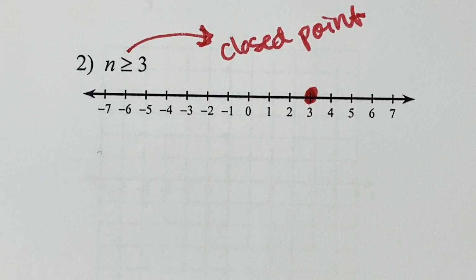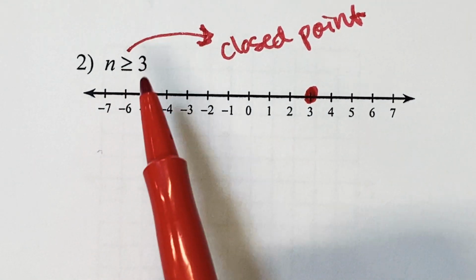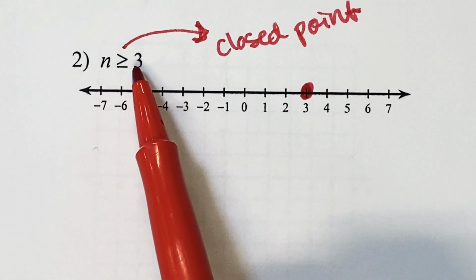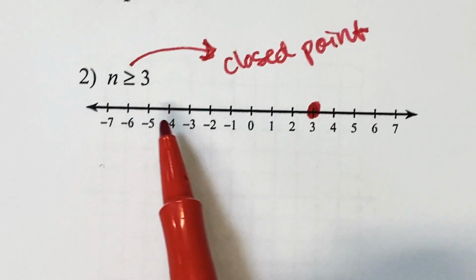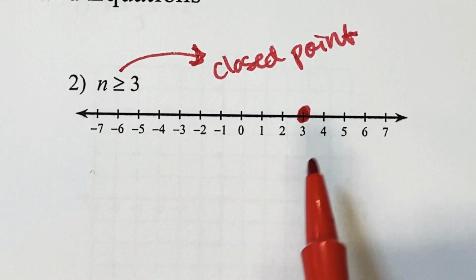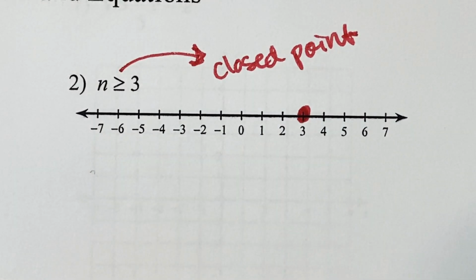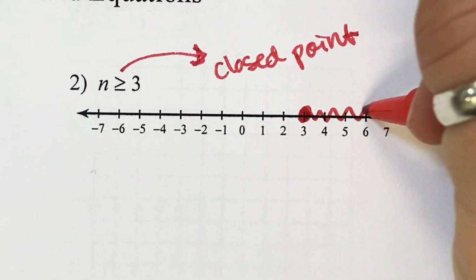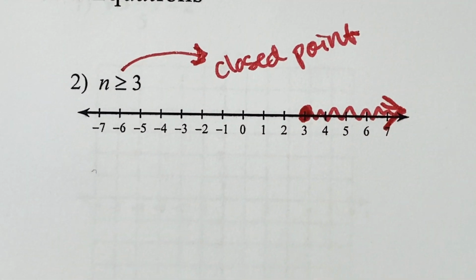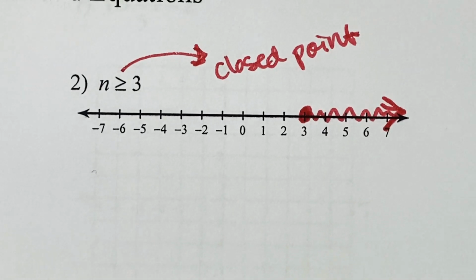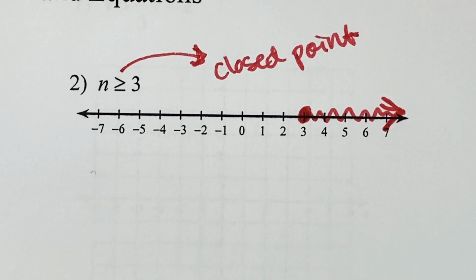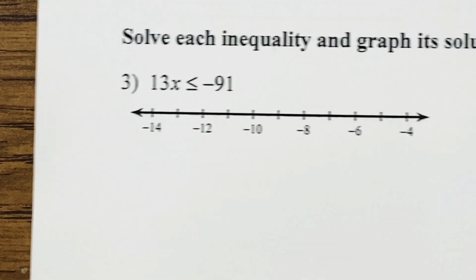So now, which way are we going to shade this one? If n is greater than 3, which way are we shading? Where are my numbers on my number line getting bigger? To the left or to the right? To the right. Beautiful.